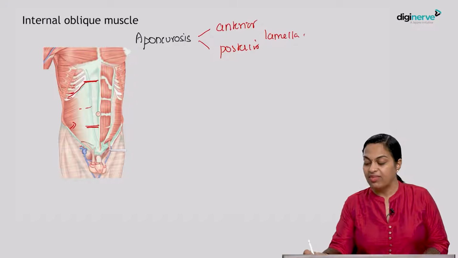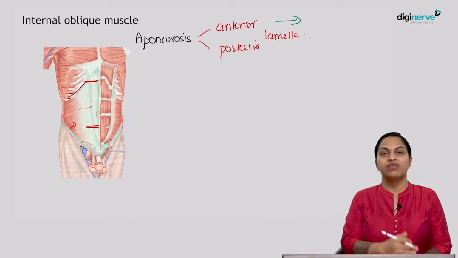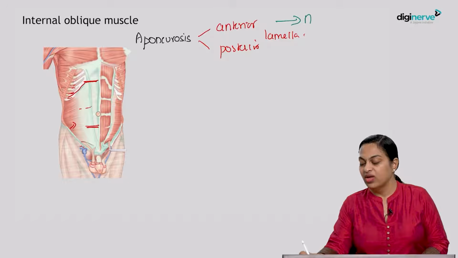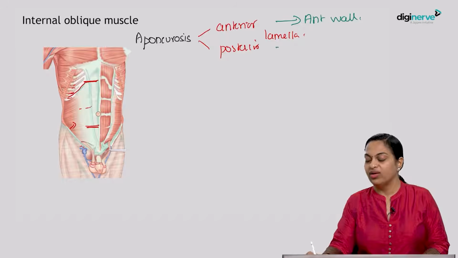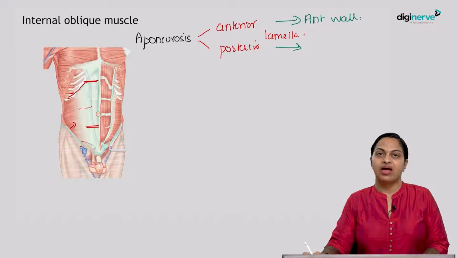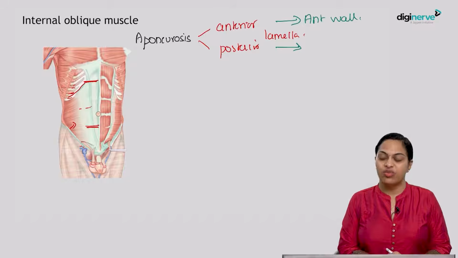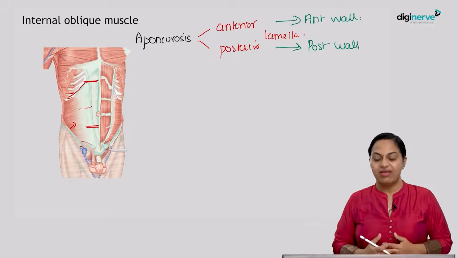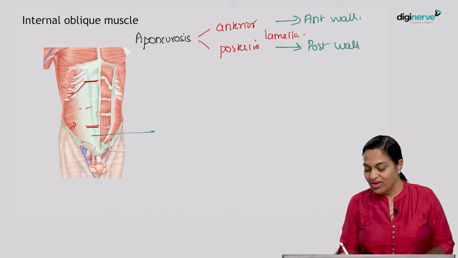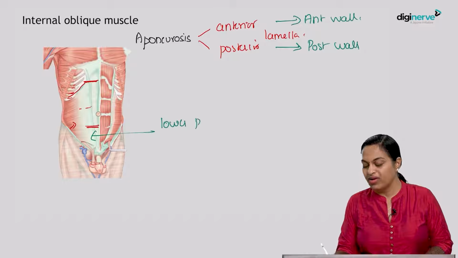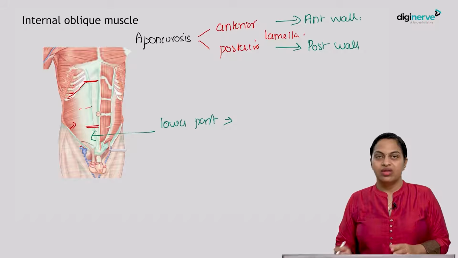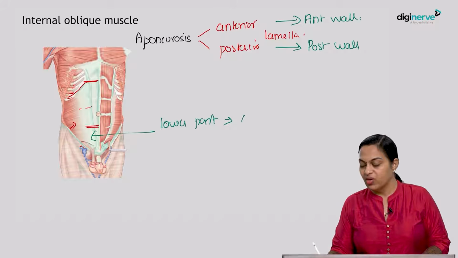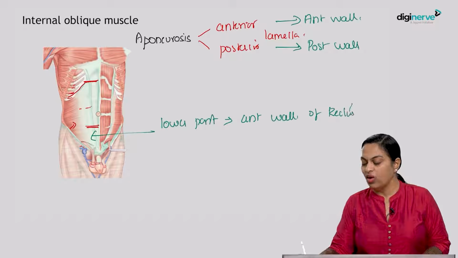The anterior lamella will pass in front of the rectus abdominis, forming its anterior wall. The posterior lamella will go behind the rectus abdominis to form the posterior wall of the rectus sheath in this mid-segment. But lower down, below this area, in the lower part, what happens is that the entire upper aponeurosis goes in front of the rectus abdominis to form the anterior wall of the rectus sheath.